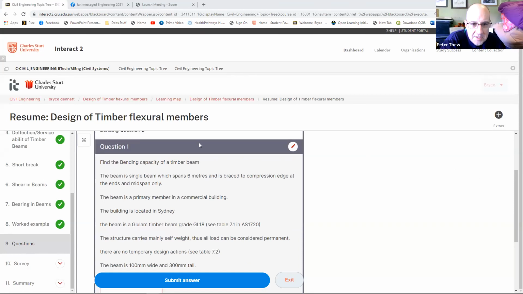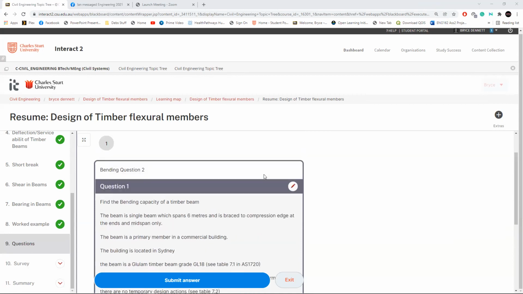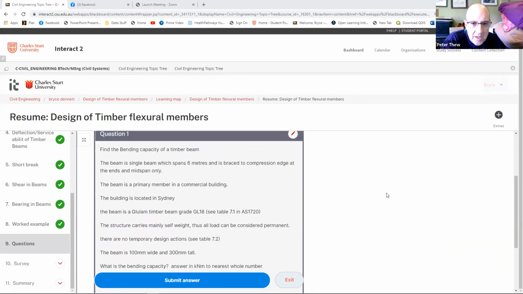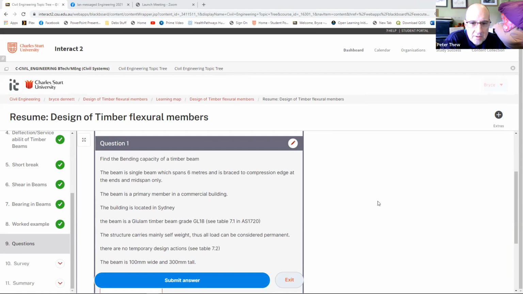Question 1, find the capacity of the timber beam. The beam is a single beam, so that takes care of your K9 value. A single beam which spans 6 meters and is braced to the compression edge at the ends and midspan only. Primary member of the commercial building.